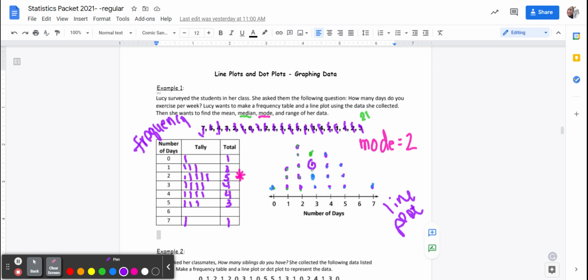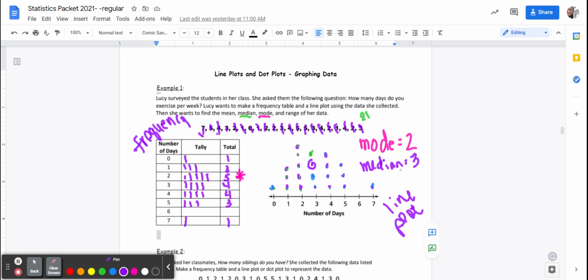And what data point is that? That's 3 days. So the median, the middle here, is 3 days of exercise. So the most common answer is they exercise 2 days a week. The median answer would be 3 days a week.